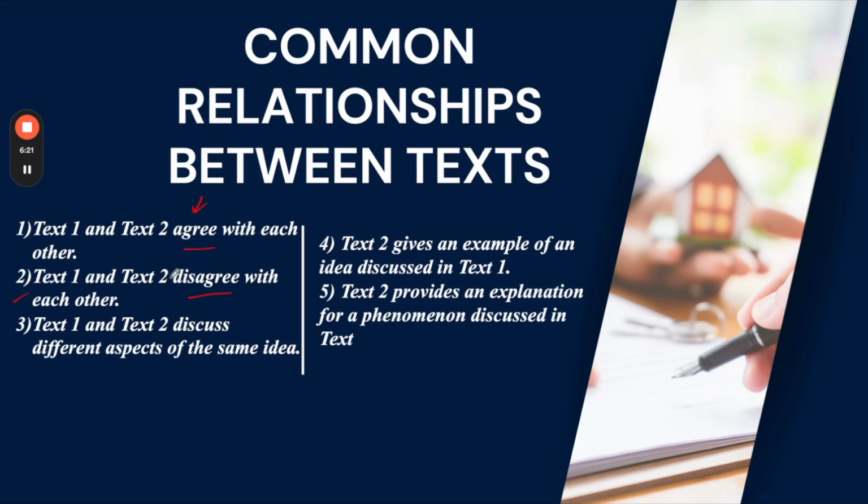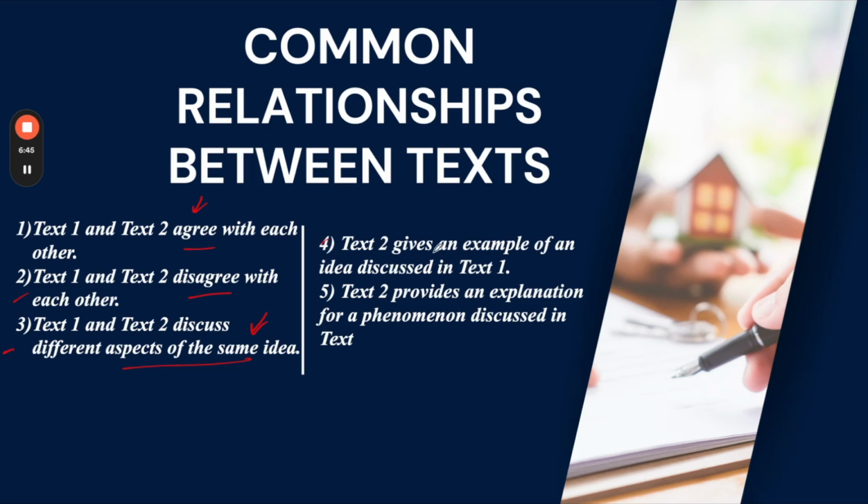The third one is that text 1 and text 2 discuss different aspects of the same idea. So they are discussing the same idea, but they are talking about different features, right? So let's say text 1 discusses a generalized view about A, right? And text 2 is discussing the features of A. So they're discussing the same thing, but different aspects of A.